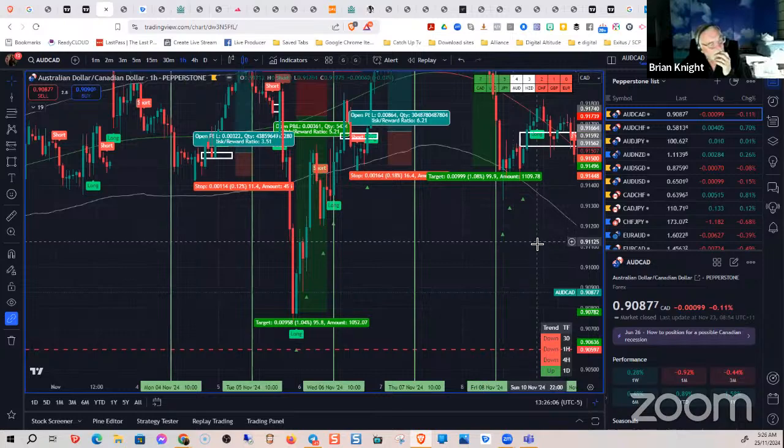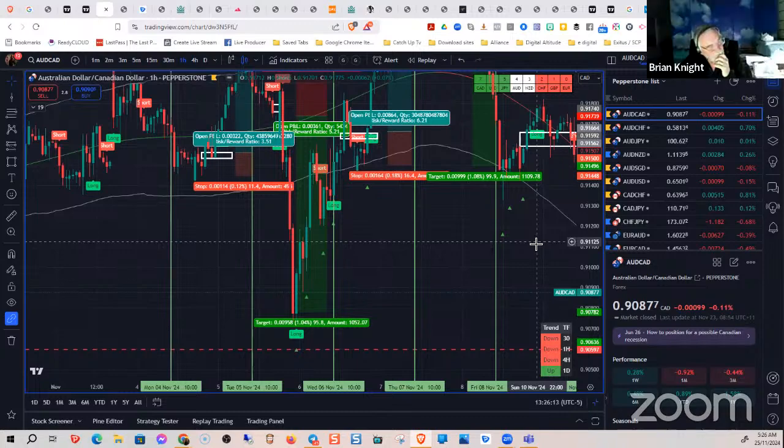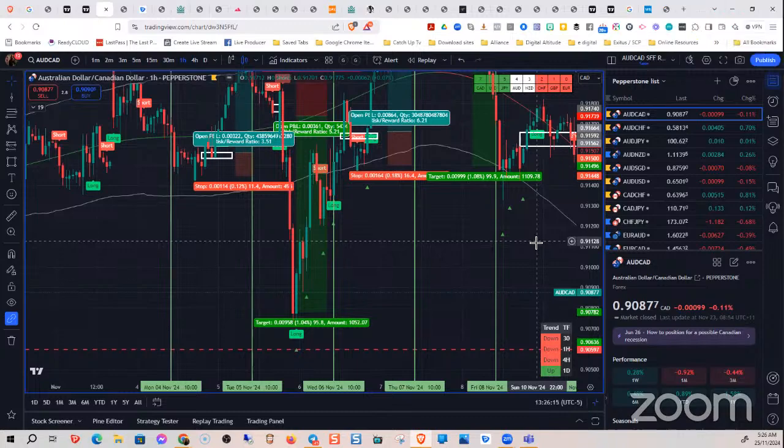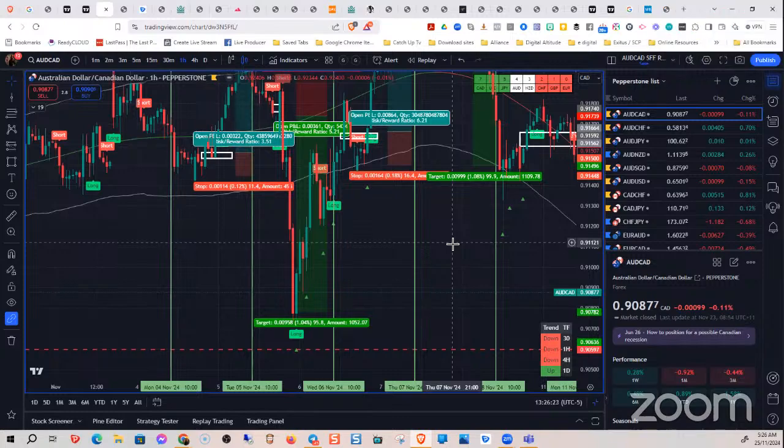It went red, green, red. So that's your entry, the last red wick of the fair value gap on the downside, and the last red wick on the high side of the fair value gap.